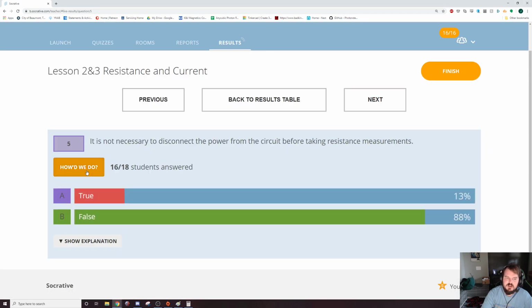Next. Okay, we already covered that one. You do need to disconnect power before you take your resistance measurements.